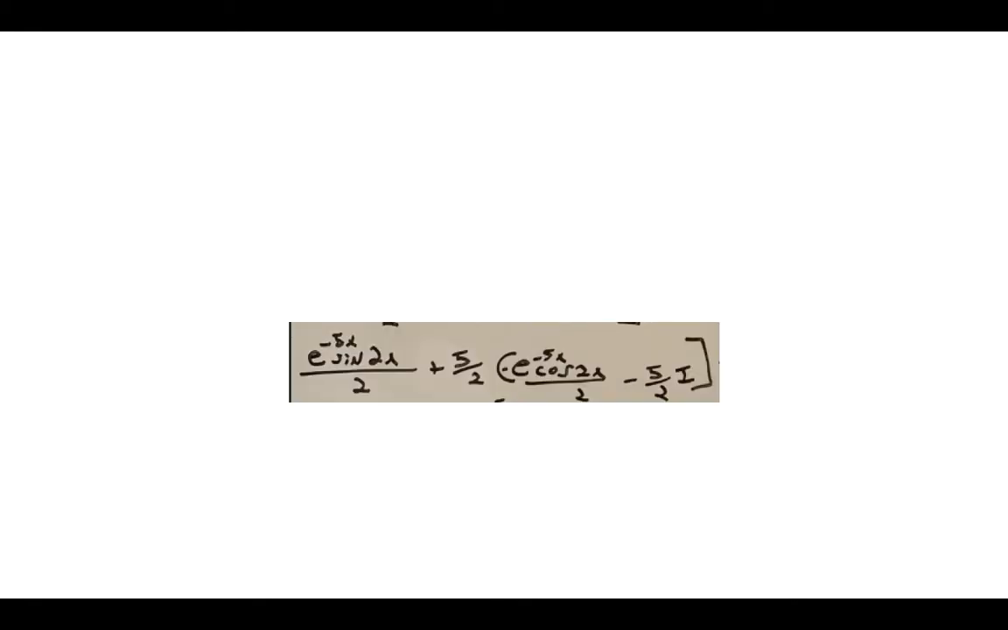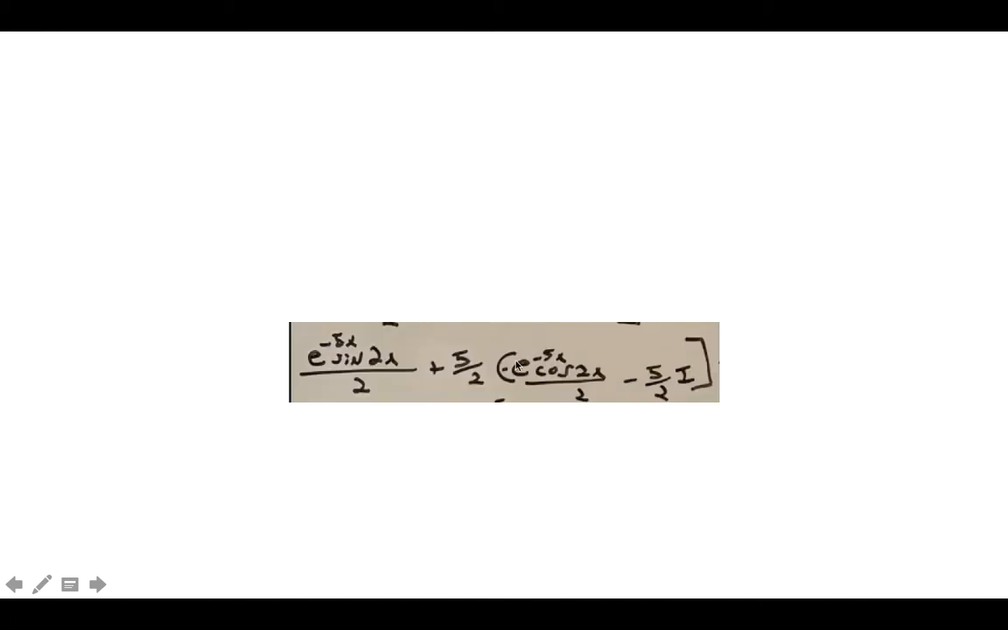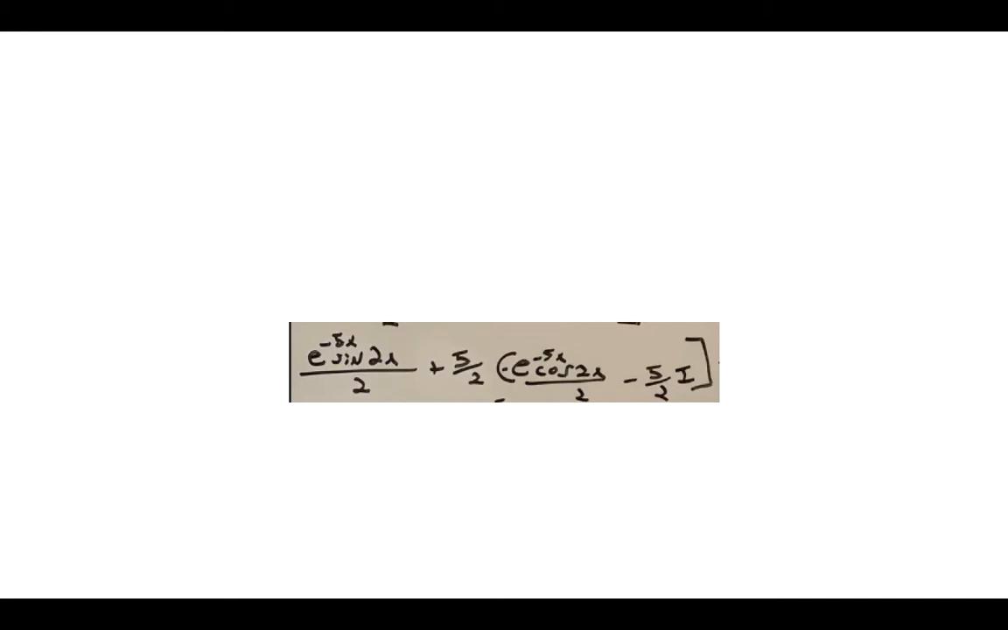What am I going to do? I'm going to distribute 5 over 2 to everything in the parentheses, and I will get this. It's going to be negative 5 e to the minus 5x cosine 2x divided by 4, minus 25 over 4 I. If you don't see how I got it, go back and look: 5 over 2 minus negative 1 over 2 is going to give you negative 5 over 4, which we got. And 5 over 2 times negative 5 over 2 is going to give us negative 25 over 4.